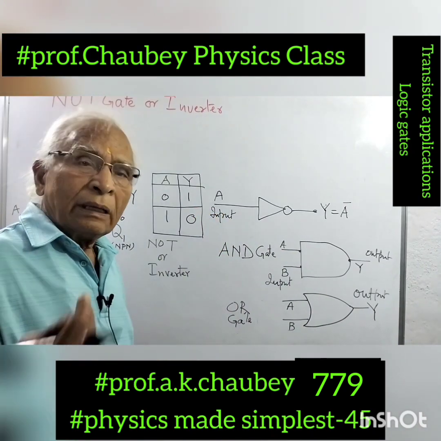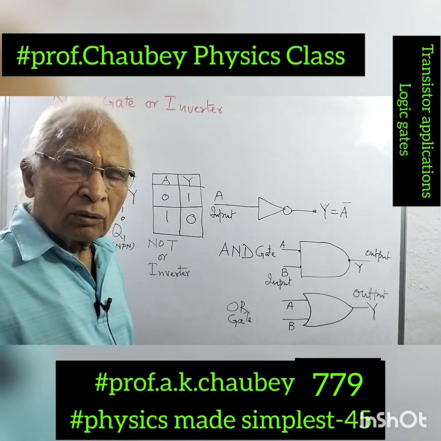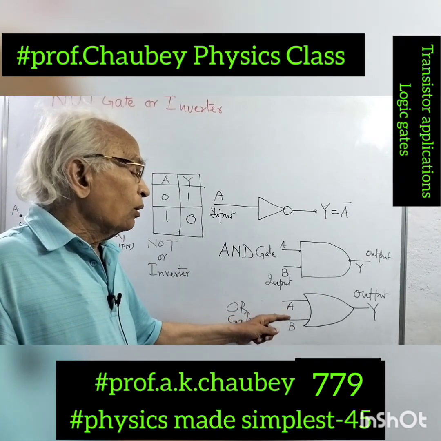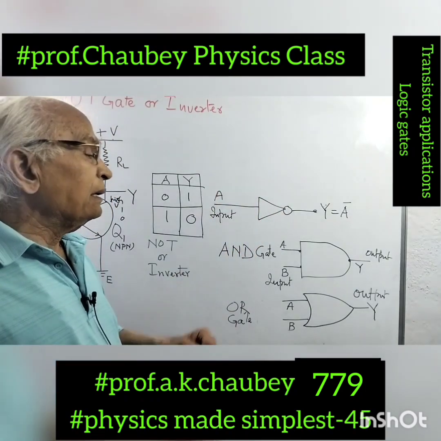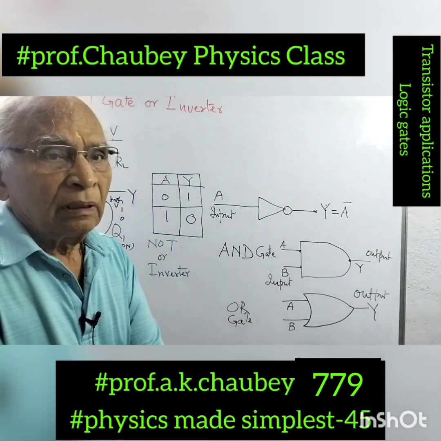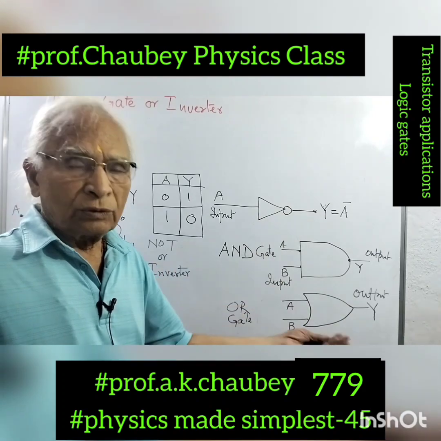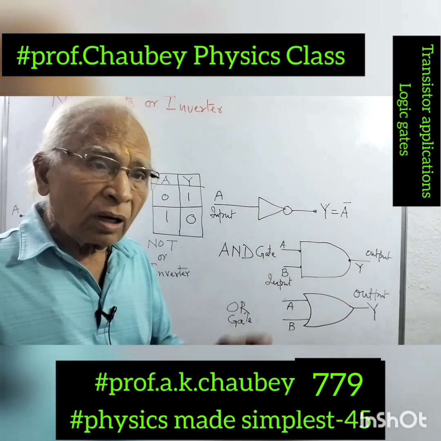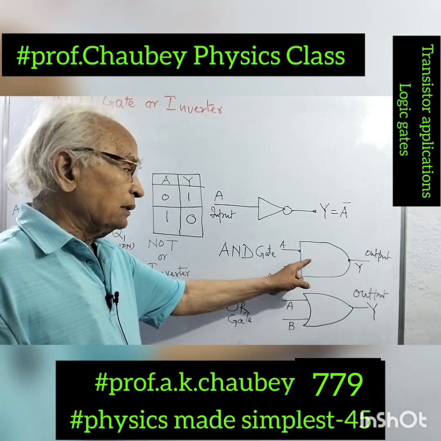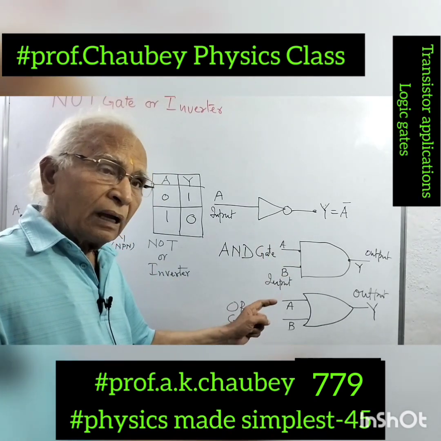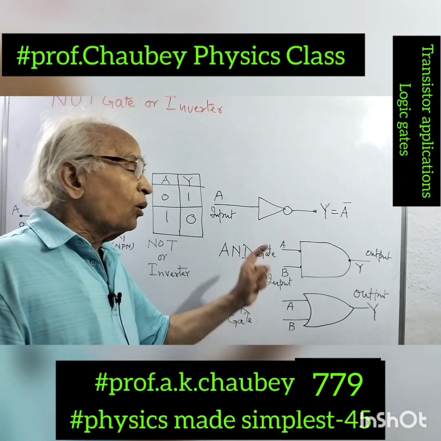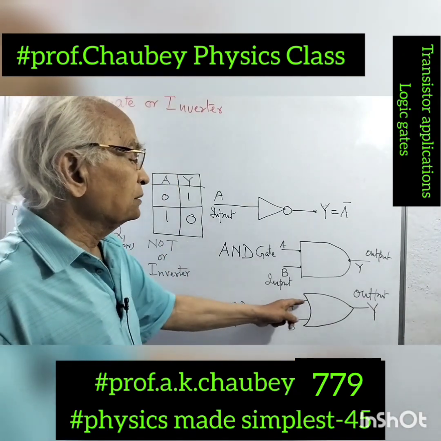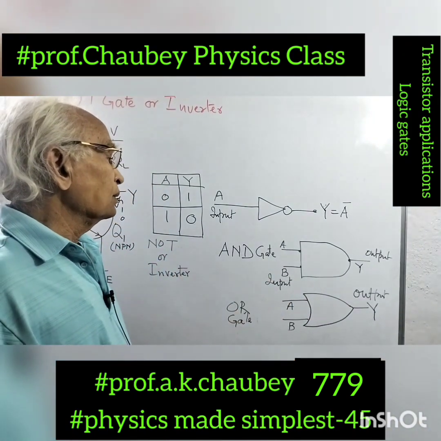When A is 0 and B is 0, both 0, nothing. When A or B or both are high, output will be there. If they are low, output will be low, 0. So A or B or both. So this is the OR logic gate. This is AND, meaning A and B are present. Here A or B or both present, output Y will be there. So this is the presentation of the OR logic gate.